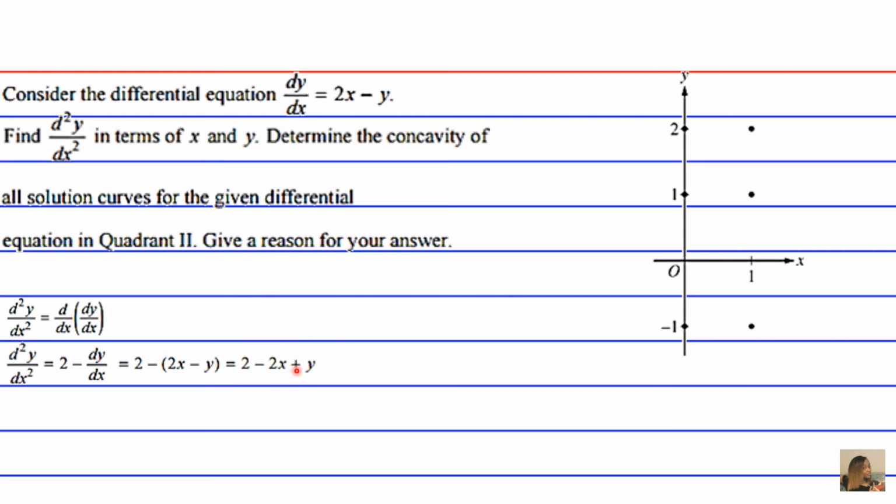And if there's a positive answer for the second derivative, the concavity is going to be pointing upward. So in quadrant 2, because all x's are less than 0 and y's are greater than 0, this is going to make 2 - 2x + y greater than 0. And therefore, all solution curves in quadrant 2 are concave up. Okay? All right.